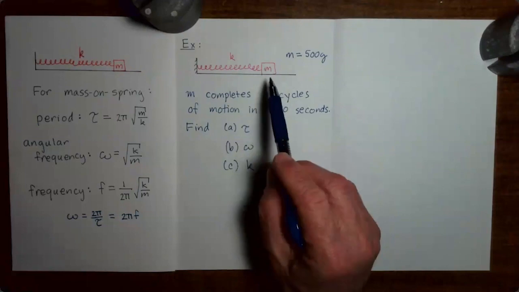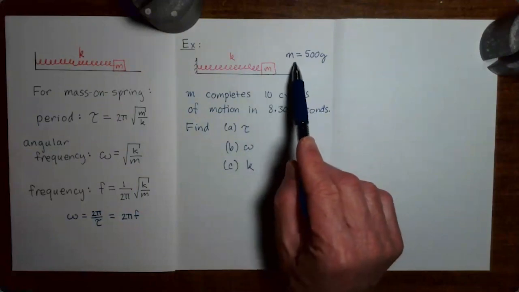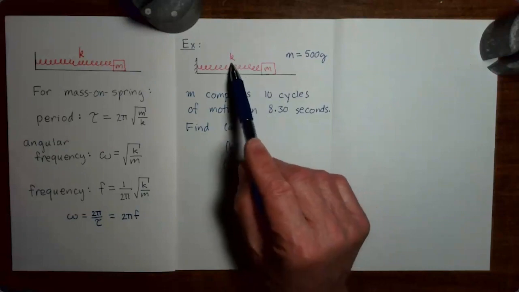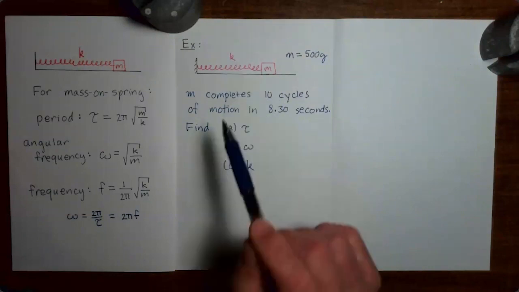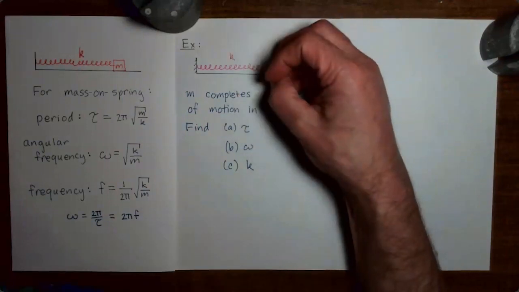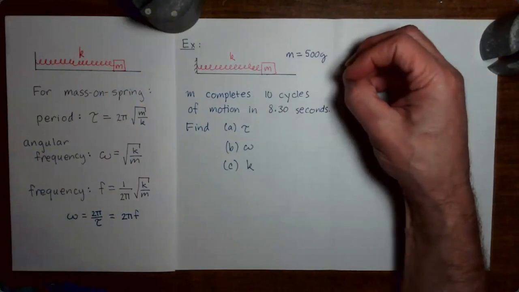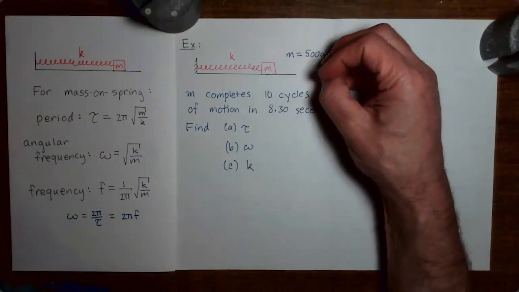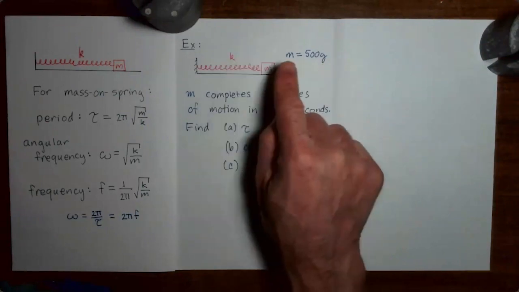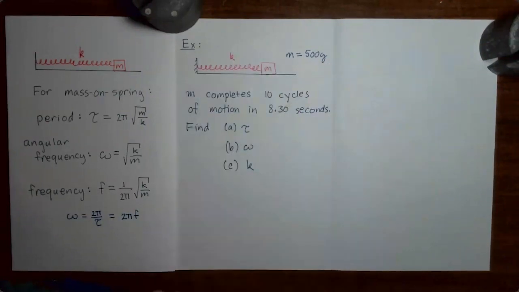So here's the example. We have a 500-gram mass, which is attached to the end of a spring. The spring constant of that spring is unknown. So imagine that we do an experiment. Imagine that we take the mass, grab it, and then pull on the mass so that the spring extends, and then release the mass, and then time how long it takes for the mass to make 10 complete cycles of motion at the end of the spring.